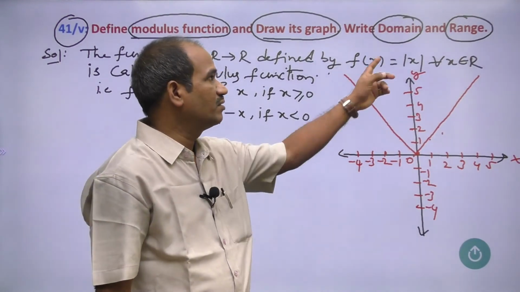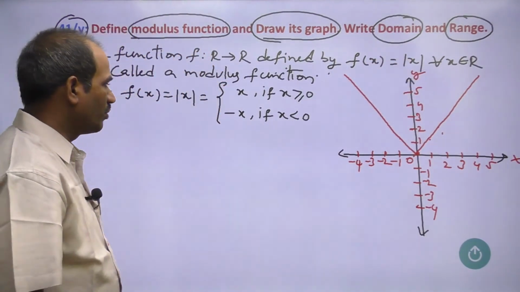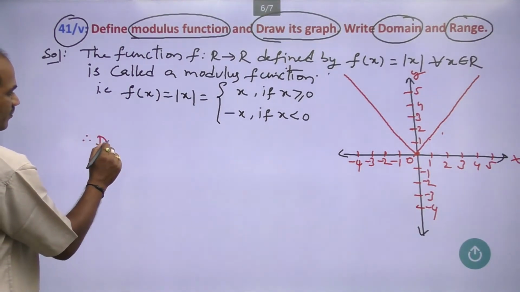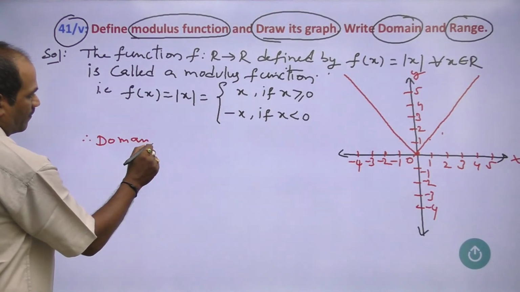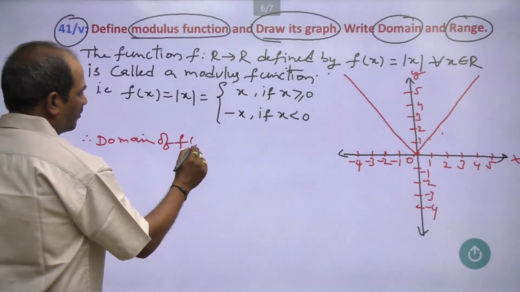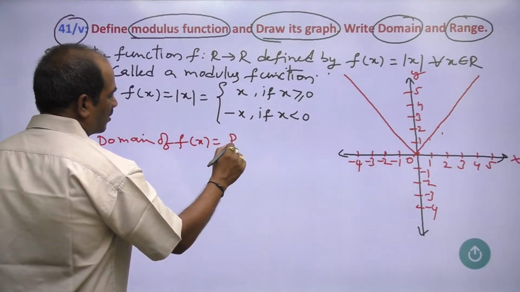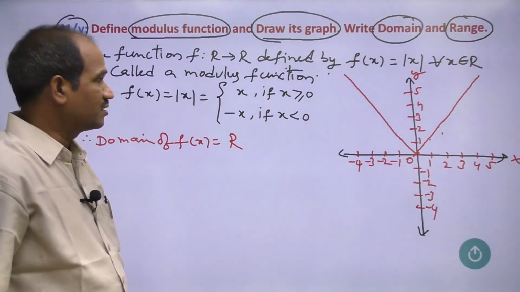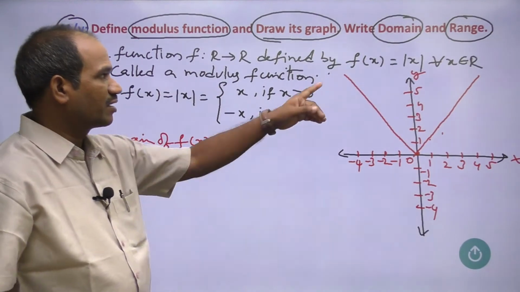Next, 1 mark for domain and range. The domain of f of x is R, the real number set. So the domain is R.